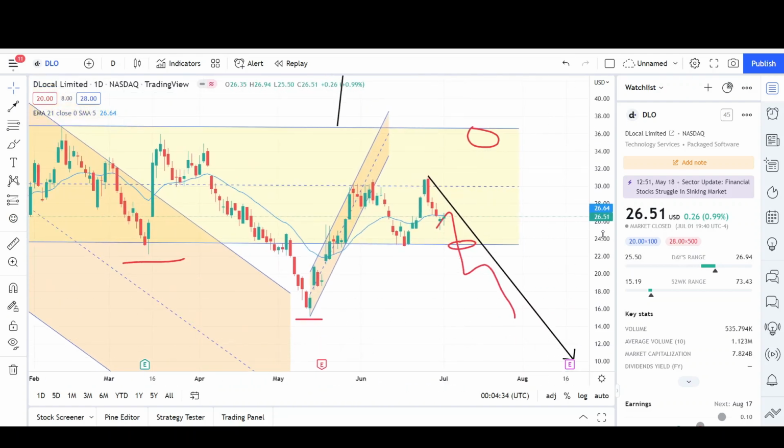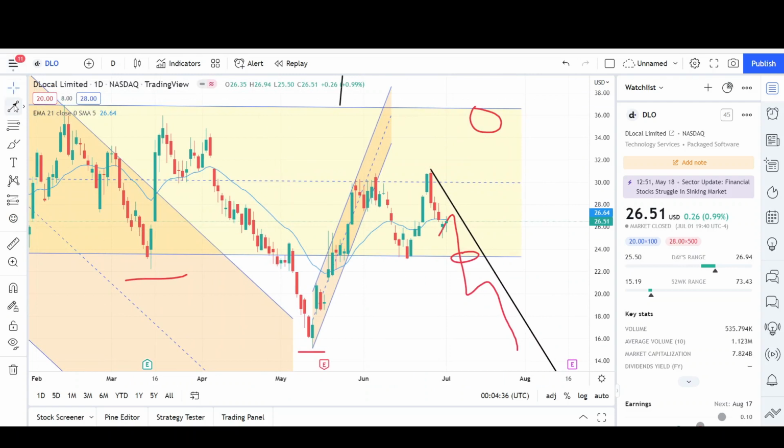But the opposite could be said also for the uptrend. We could get two legs up instead of just one leg up. So we could get something like this, and this target would be right around the $33 level. So there's a couple ways this can play out. This just depends on where we bounce from.